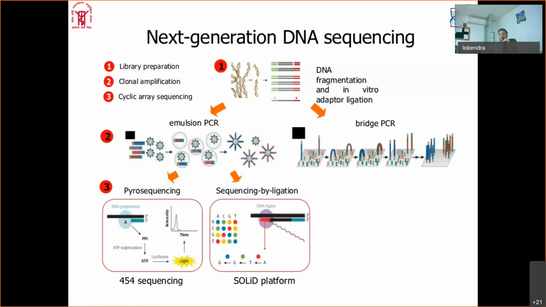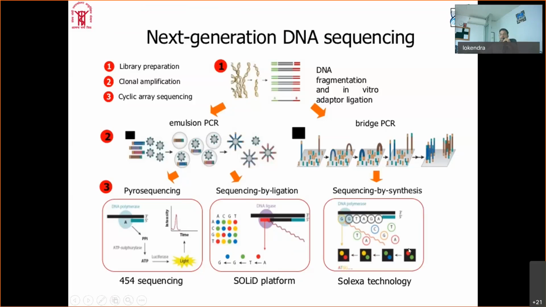The third one is the most common one, which is sequencing by synthesis. It is more or less similar to the dideoxy method. The only difference is that in the dideoxy method, the chain terminates when there is an addition of ddNTPs. In this case, it is not ddNTPs, but the dNTPs are modified at their 3' end.